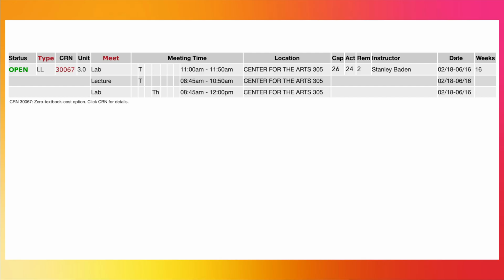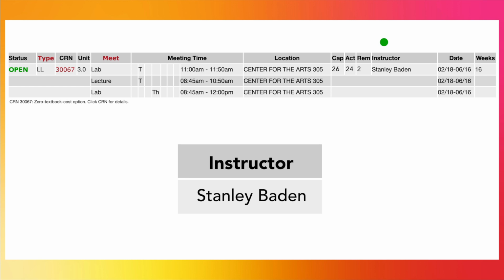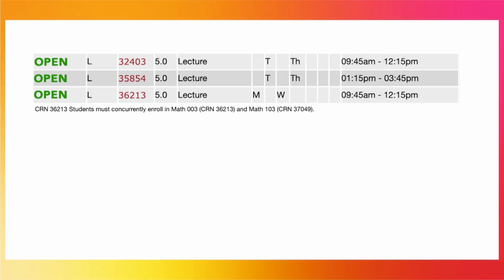The next three boxes are labeled CAP, ACT, and REM. CAP indicates the course capacity, or how many students can enroll in the course. ACT shows you how many positions are already filled, and REM shows you how many seats are remaining. The instructor section simply shows you who will be teaching this course, while the date box indicates what date the course starts and ends. Finally, the weeks box indicates the course duration. Many courses run 16 weeks during the main semester, but there are also 8-week courses referred to as first session and second session, and there are other variations as well, so be sure to check this box to confirm the course duration.